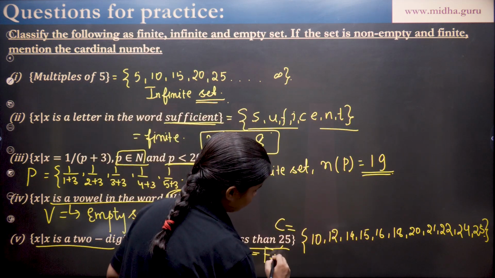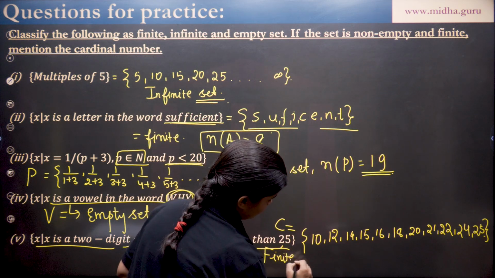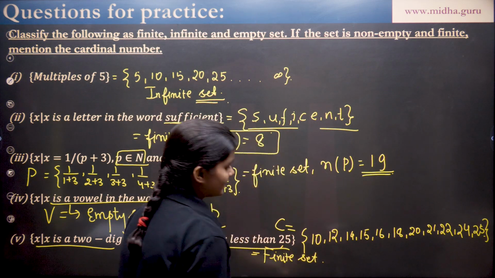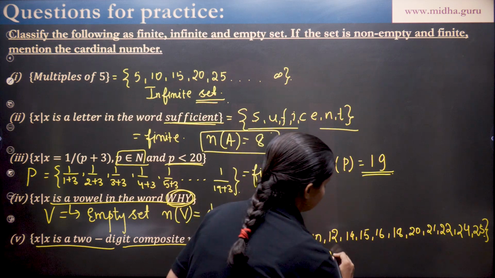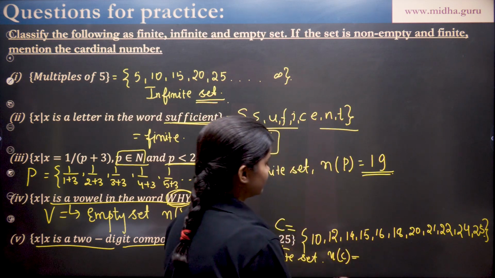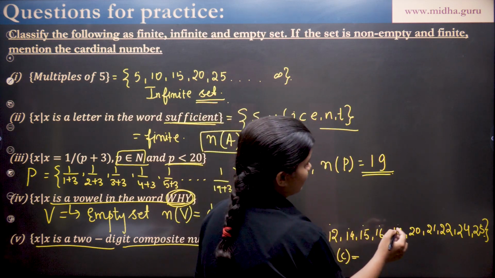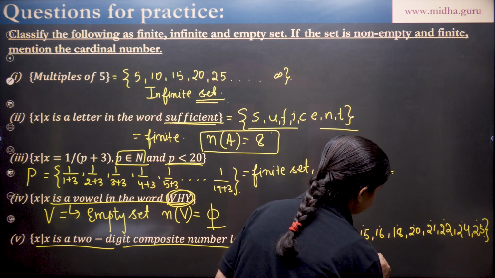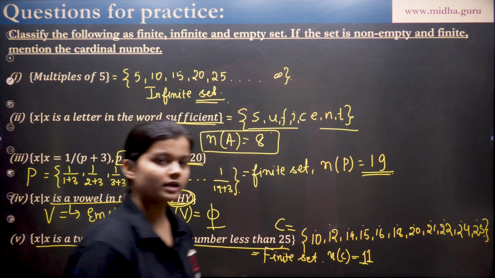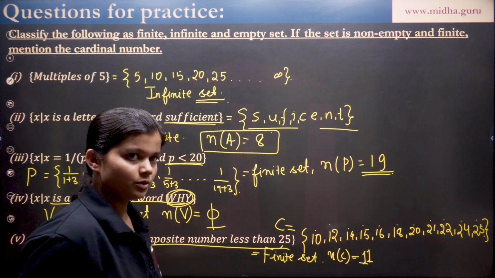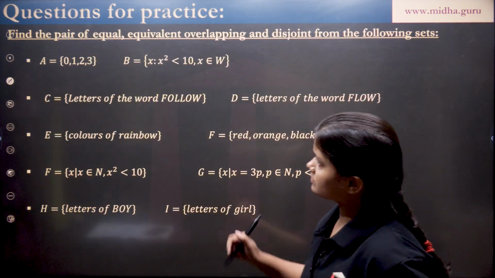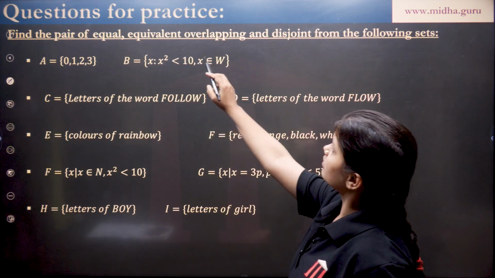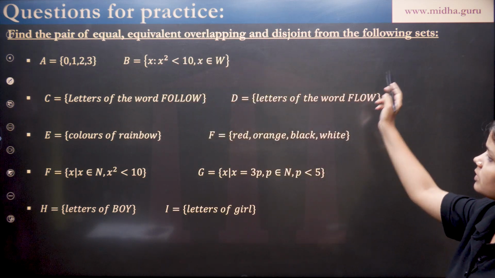So it is a finite set and n of C, that is the cardinal number of this set, is 1, 2, 3, 4, 5, 6, 7, 8, 9, 10 and 11. So n of C is 11. Okay. So I hope you understand this question. Now the next question is: find the pair of equal, equivalent, or overlapping and disjoint sets from the following.